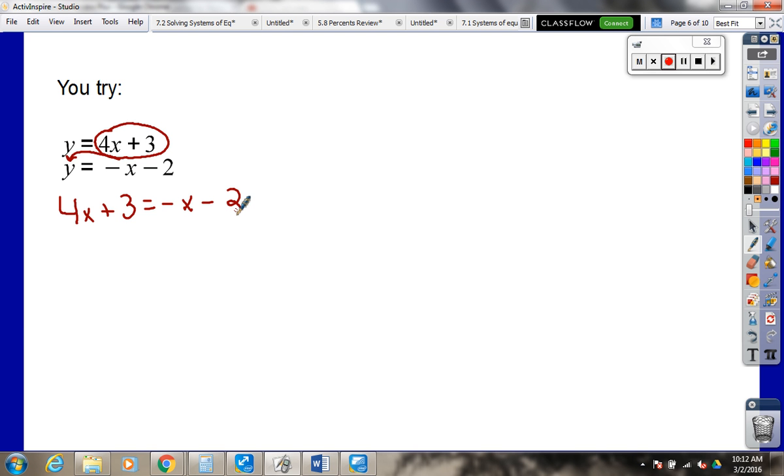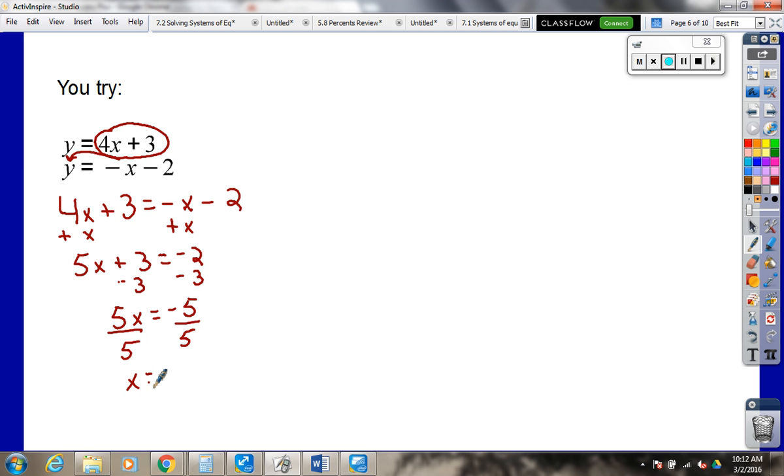Olivia, what do I do now? Well, you have the x. Good, add the x, because I'm going to move the x's over to this side. So I have 5x plus 3 equals -2. Garrett, what do I do now? How do I do that? And what do I end up with? Good. Dividing by 5 gives me x equals -1.